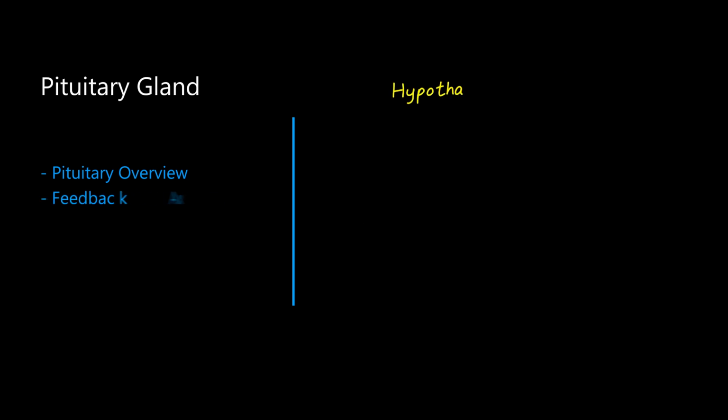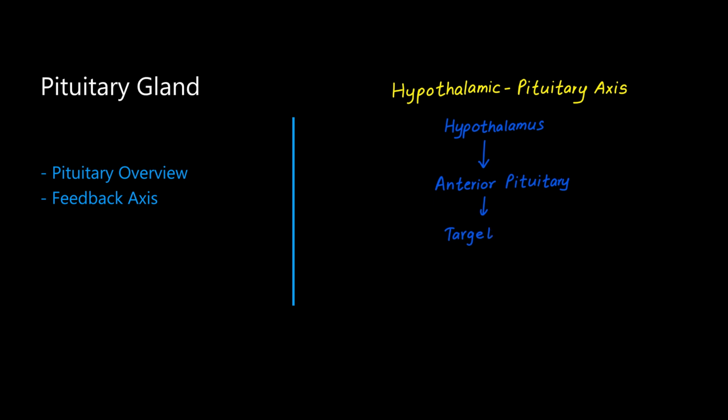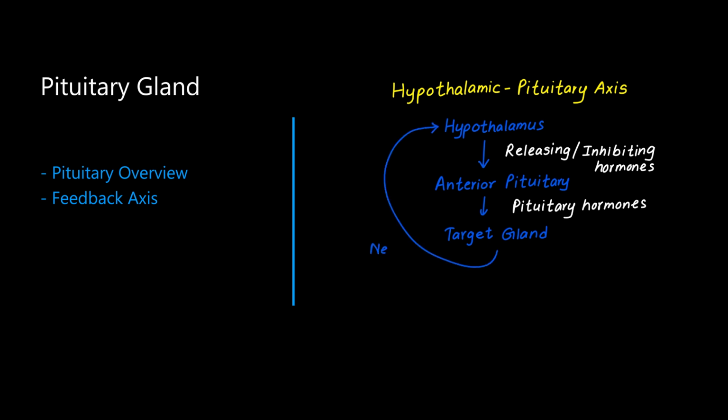The hypothalamic pituitary axis is the feedback loop connecting these structures. The hypothalamus monitors blood hormone levels and adjusts its releasing or inhibiting hormones accordingly. Those signals hit the anterior pituitary, which adjusts its own hormone output, affecting downstream target glands. When the target gland produces enough hormone, the hypothalamus detects the rise and dials back. This negative feedback loop shows up constantly on the OA.